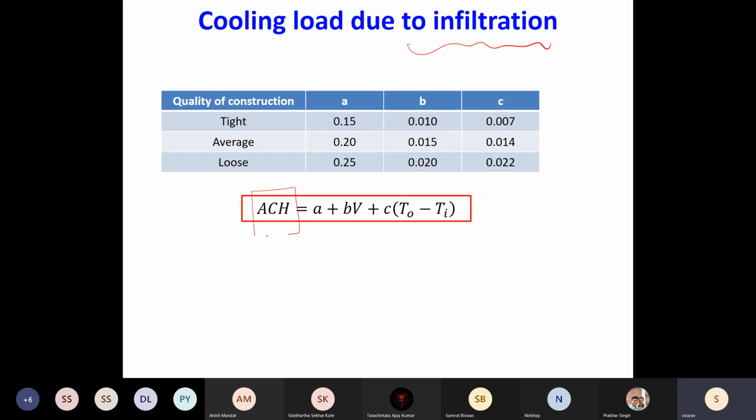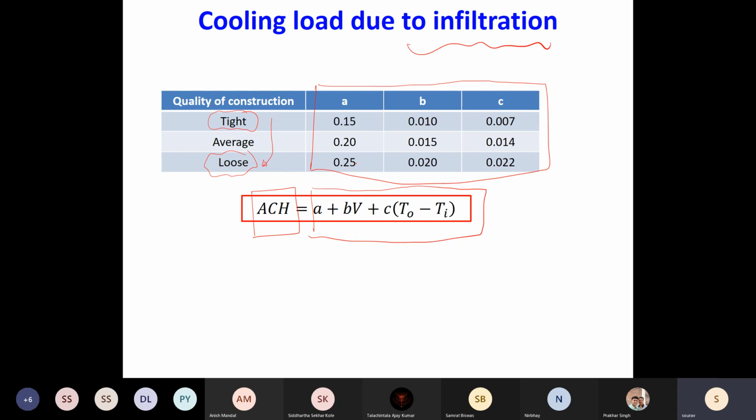Again, the units are in ACH, and people have carried out leak testing of a particular room. We do not carry it out over here, but these experiments have been carried out in the western part of our globe, and they have come up with certain numbers. Typically, your new house will fall under this tight category, and as the house becomes older and older, it will automatically shift to this loose category. So you will have more air infiltration.